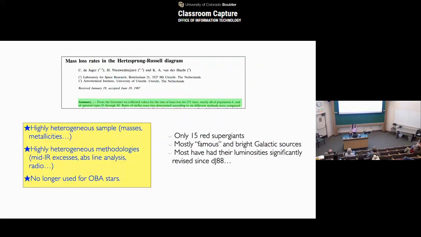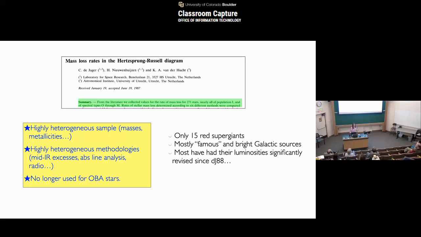So I think it's fair to say that it probably needs a little bit of an update, but where did this prescription come from? It was actually more of a literature study. So the authors went and collected every single mass loss rate luminosity measurement that was available in the literature and put it all together and derived a relation for mass loss rate from it. That includes hot stars, though it's actually no longer used for hot stars. The sample is highly heterogeneous because it was just whatever was available in the literature.